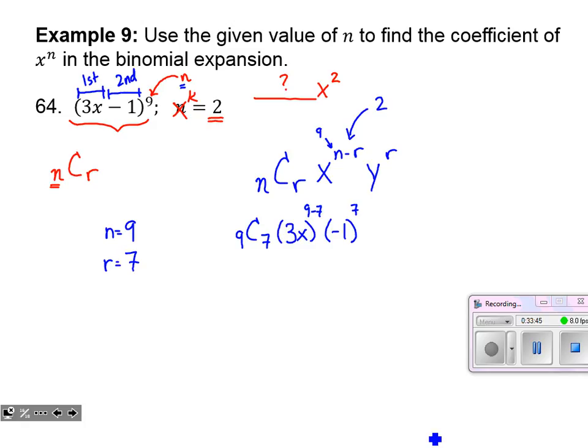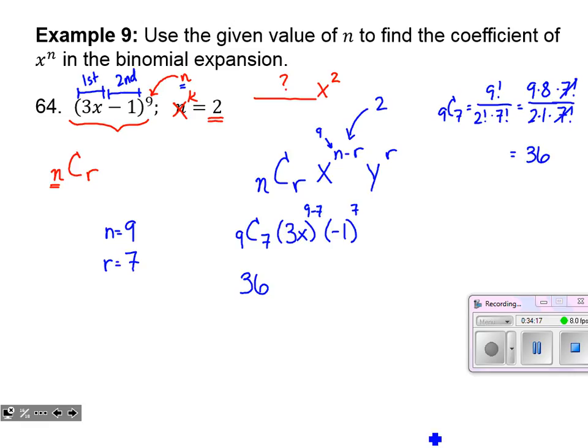All right, well, let's figure out what 9c7 is. 9 minus 7 is 2 factorial. So that's 9 times 8. Sevens cancel. We get 36. Okay, so 9c7 is 36, and we could use a calculator for that too. Don't feel like you had to do all this in your head.